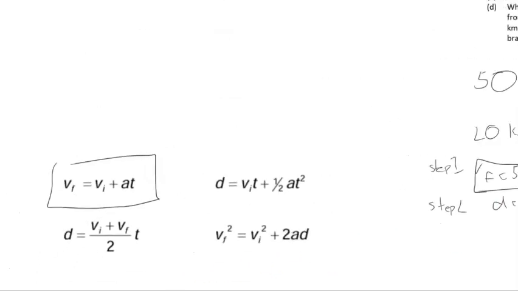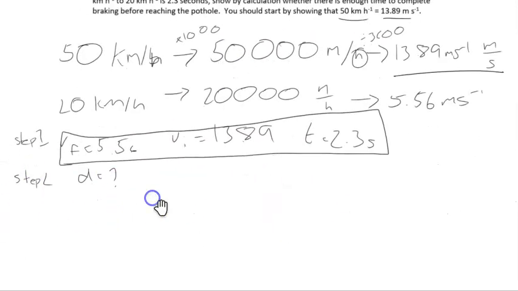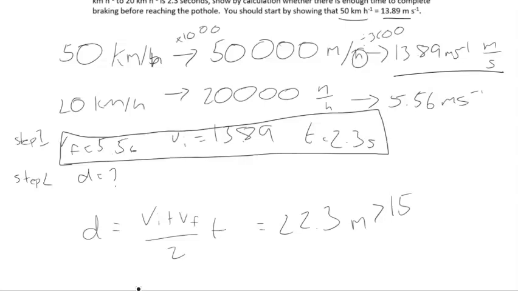We don't have acceleration, so we're going to use this one here. Distance equals VI plus VF divided by 2 times t. So we don't actually have to do any rearranging, which is convenient. So what we get is 22.3 meters.